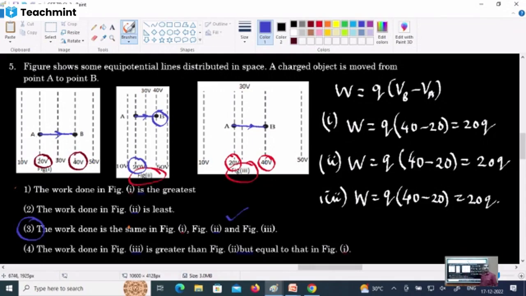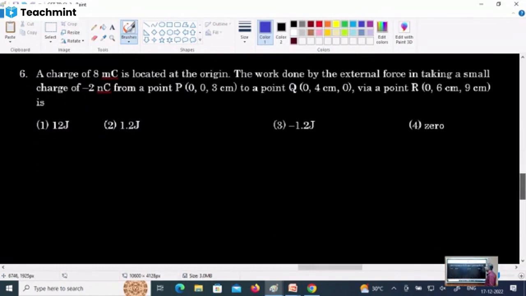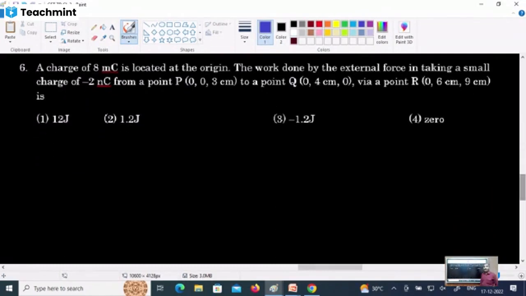Very easy one. Let us move towards question number 6. A charge, an electric charge of 8 millicoulomb, is located at the origin. The work done by the external force in taking a small charge of minus 2 nanocoulomb from the point 0, 0, 3 to 0, 4, 0 via the point 0, 6, 9 centimeter is, he said.